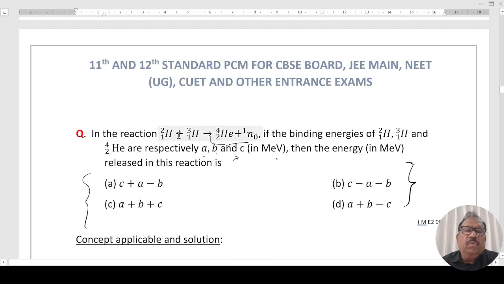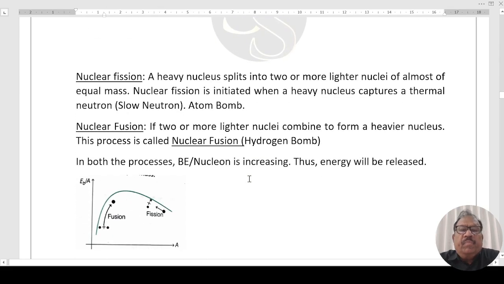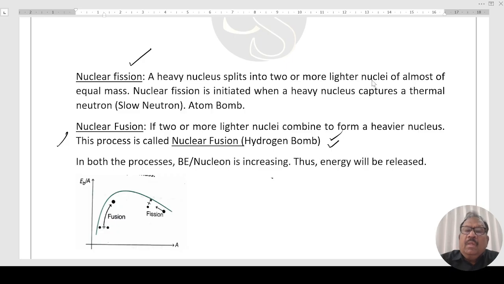It is a case of two light nuclei combining. If they are combining, that is the case of nuclear fusion. If two or more light nuclei combine to form a heavier nucleus, this process is called nuclear fusion. Hydrogen bomb is based on this concept. In both processes, binding energy per nucleon is increasing. In fission, a heavy nucleus splits into two or more lighter nuclei. In both cases, energy is released.